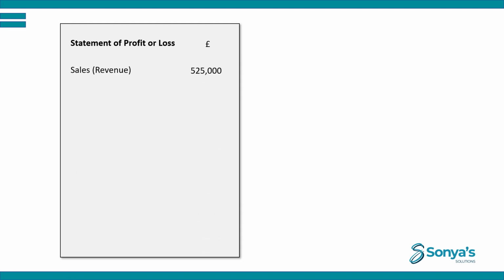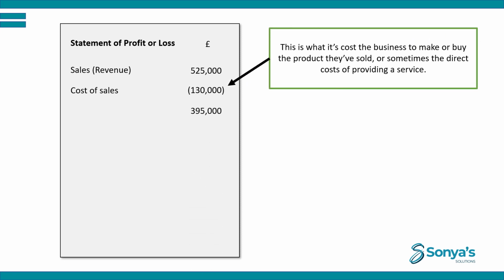When learning about double entry, you don't need to be able to do profit calculations, but for completeness, we will take a look at a very simple example. The first line of a statement of profit or loss records the business's sales. From sales, we deduct cost of sales. This is what it has cost the business to make or buy the product or provide a service to the customer.